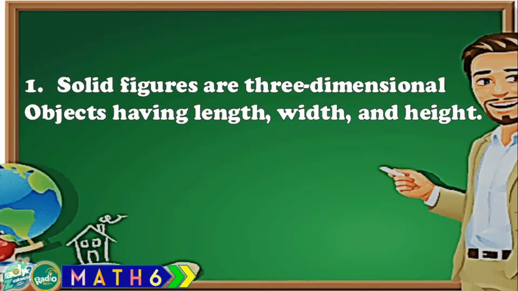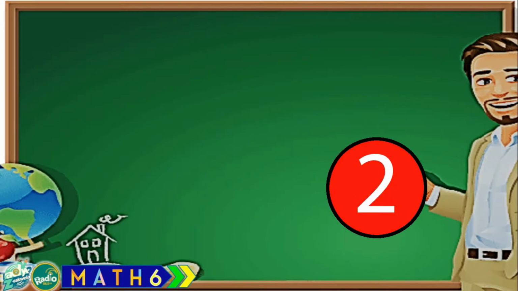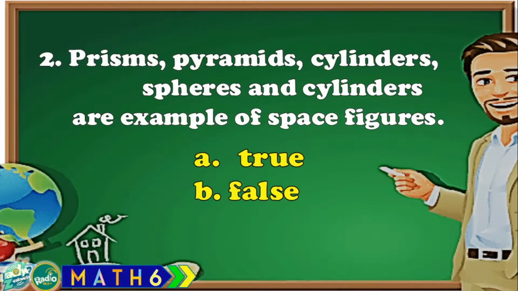Number 1. Solid figures are three-dimensional objects having length, width, and height. Again, solid figures are three-dimensional objects having length, width, and height. A. True. B. False. C. Maybe. Number 2. Prisms, pyramids, cylinders, spheres are examples of space figures. Again, prisms, pyramids, cylinders, and spheres are examples of space figures. A. True? B. False? Or letter C. Maybe.